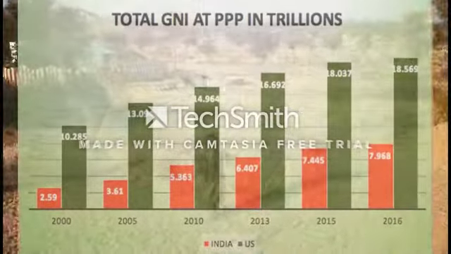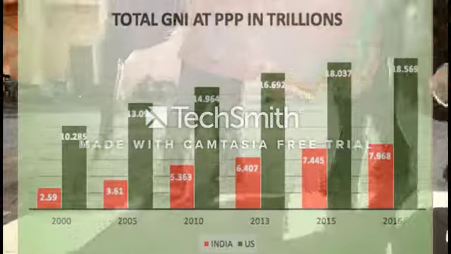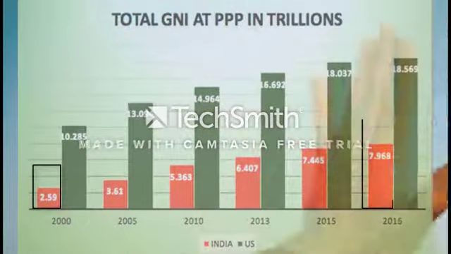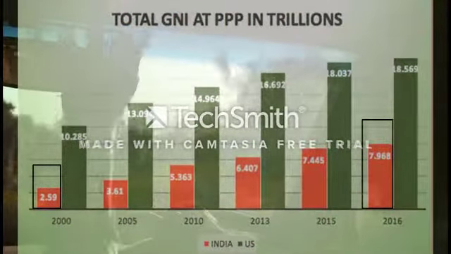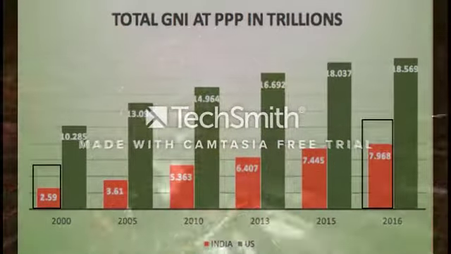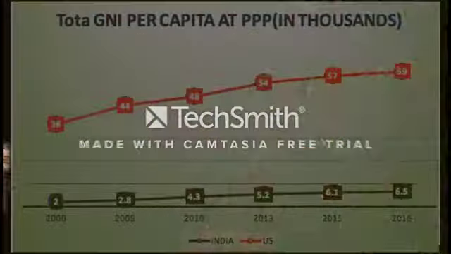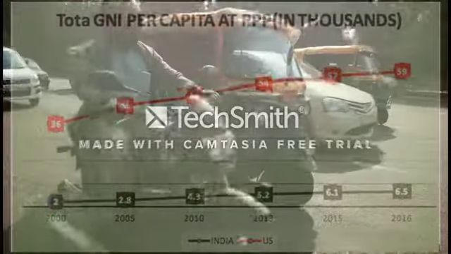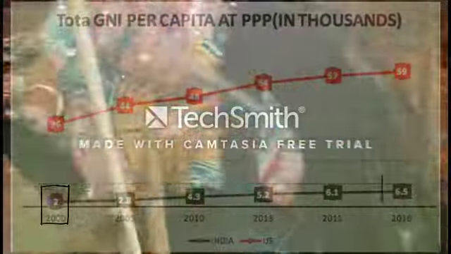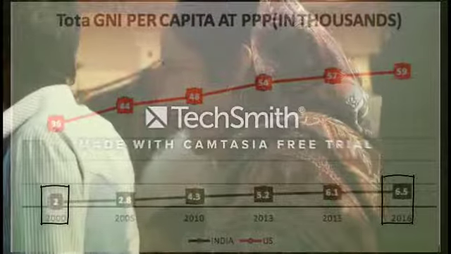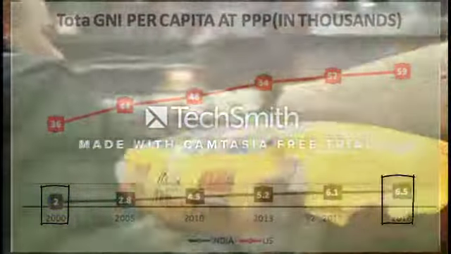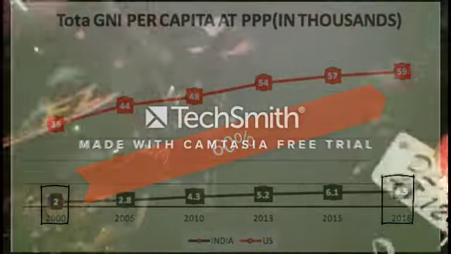India's GNI at PPP shows it more than tripled from 2.59 trillion in 2000 to 7.9 trillion in 2016. This is because of new economic innovation and industrial growth in India. India's per capita GNI also shows a growth of 200% from $2,000 in the year 2000 to $6.5 thousand in 2016. GNI per capita in the United States shows an increase of 60% from 2000 to 2016.